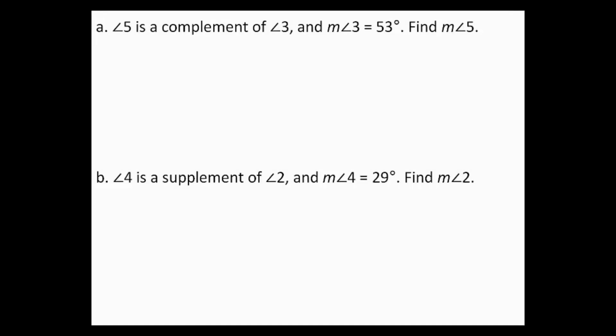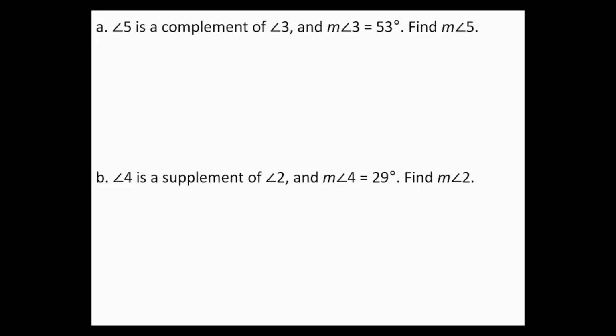A. Angle 5 is a complement of angle 3, and the measure of angle 3 equals 53 degrees. Find the measure of angle 5. And B. Angle 4 is a supplement of angle 2, and the measure of angle 4 equals 29 degrees. Find the measure of angle 2.